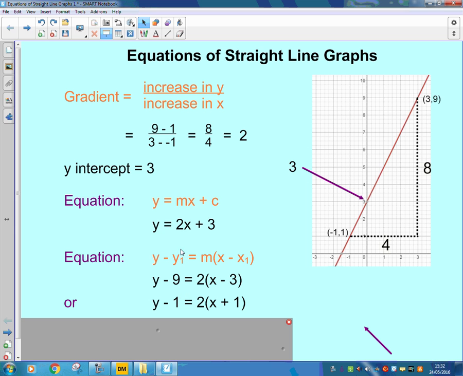Now, you may say, well, it looks like we've got 3 equations here that are all different. But if we actually expanded these ones at the bottom, you'll find that they are the same as this equation. So for instance here, 2x minus 6, and then if you move the minus 9 across, it becomes plus 9, so you get 2x minus 6 plus 9, which is 2x plus 3. For this one, 2x plus 2, move a minus 1 across, it becomes plus 1, and you get 2x plus 2 plus 1 becomes 2x plus 3.